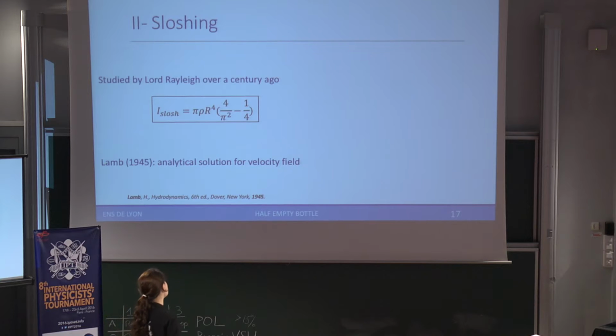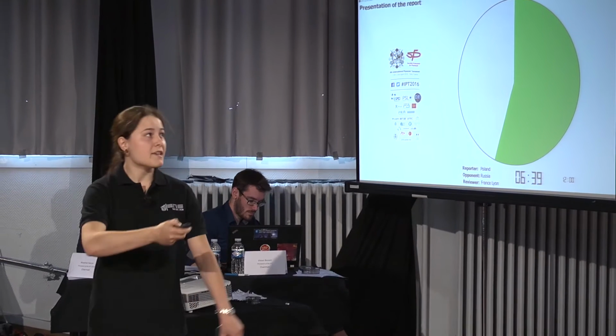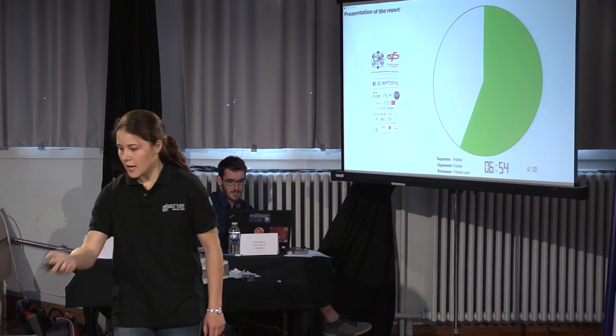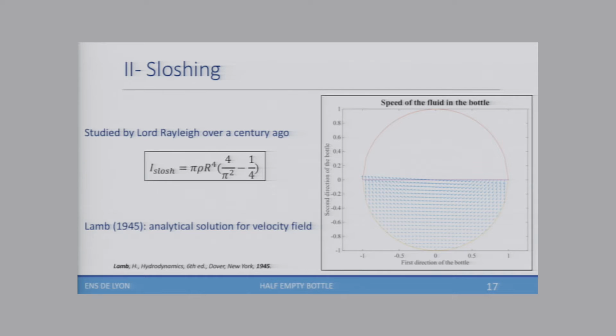And so this was studied by Lord Rayleigh over a century ago. And what Lord Rayleigh did is that he defined a moment of inertia for sloshing. And this was also studied in 1945, which gives an analytical solution for the field velocity. And by using this analytical solution, we can obtain the same experiment theoretically for the speed of the fluid in the bottle, which confirms that here the speed is higher than far away from the surface, as you have seen in our experiment.